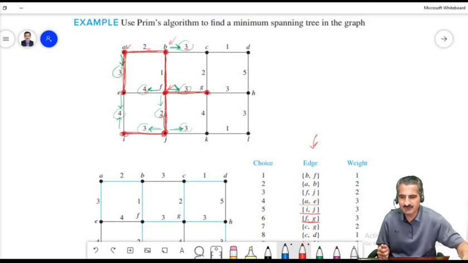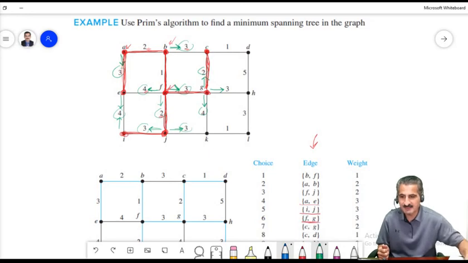Now G has joined the tree, and from G I can see an edge with weight 2 and with weight 4 and with weight 3. So choose the smallest. The smallest one comes out to be from G to C. Choose the smallest whenever there is such a one. Okay, so now C has joined the tree.